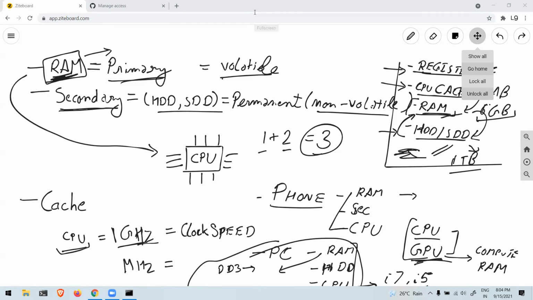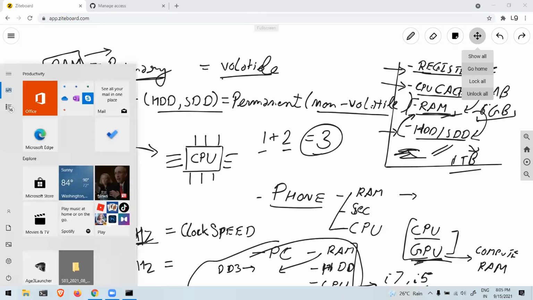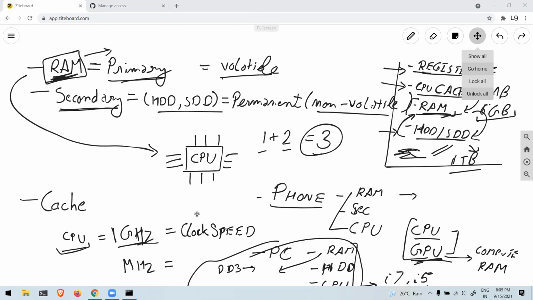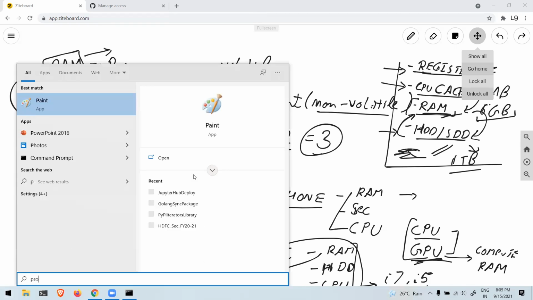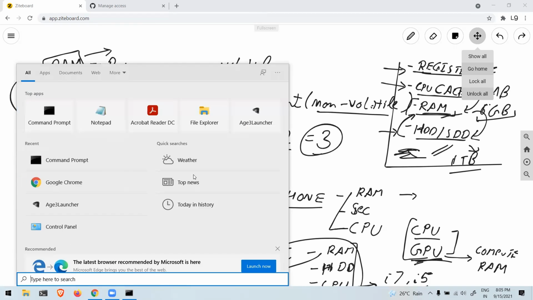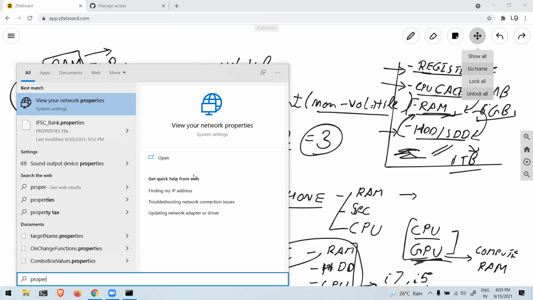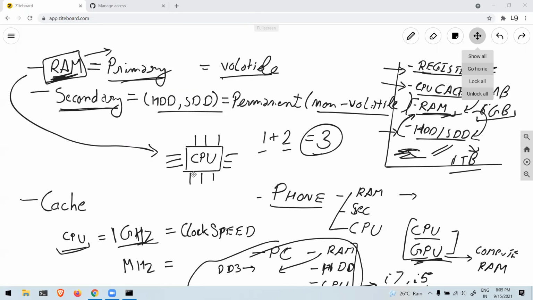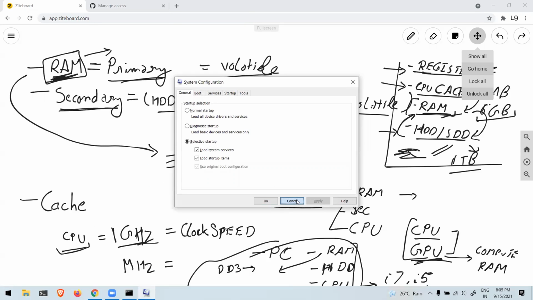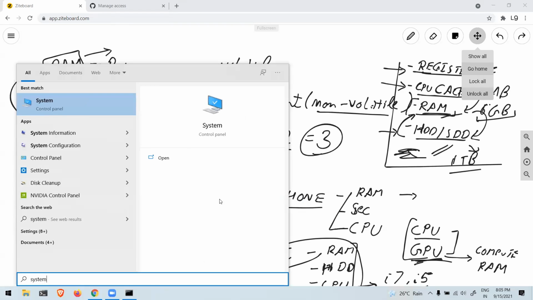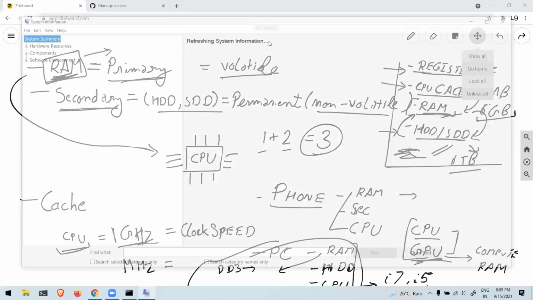Gaurav, just a thought. Can we check the current cache for our present laptop? Is there any way to see that? Yeah, your system processor, whatever processor it has, you can either check online, or you can just go to, I think, properties. Hold on. I remember system configuration. No, not this thing. System information, maybe. I remember I used to see that.